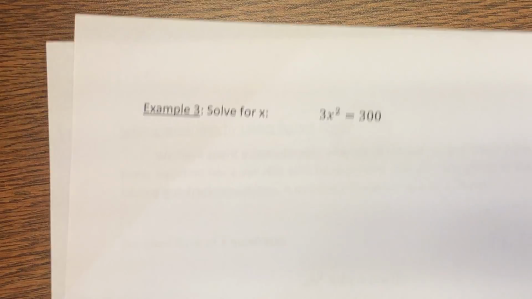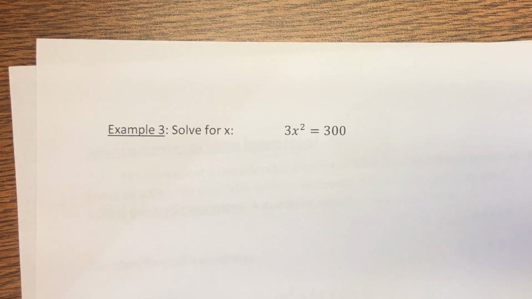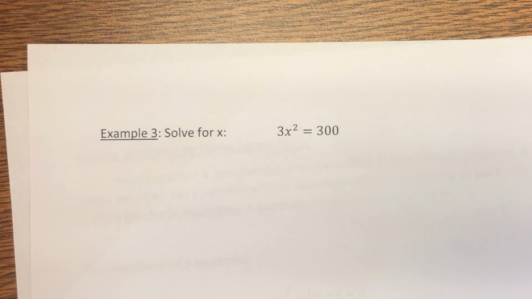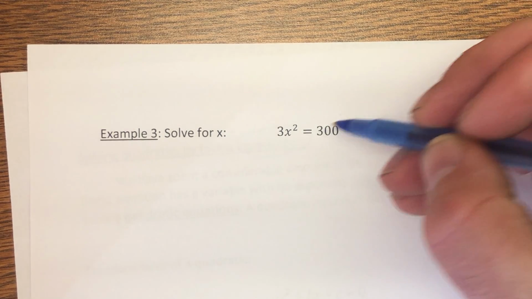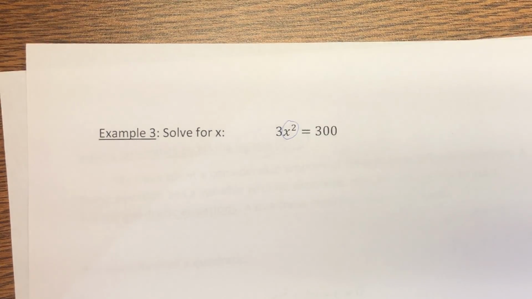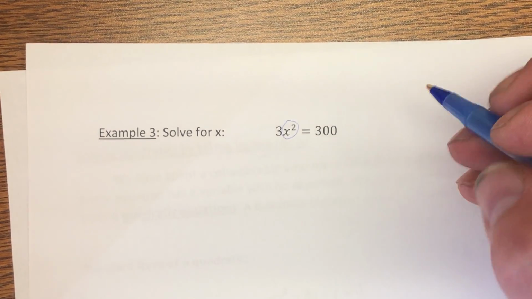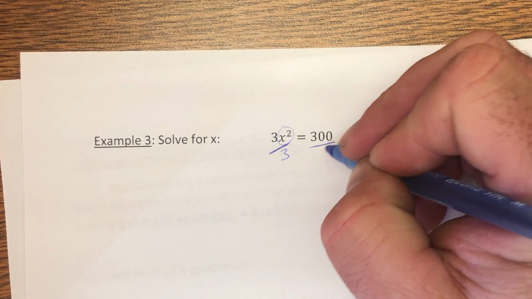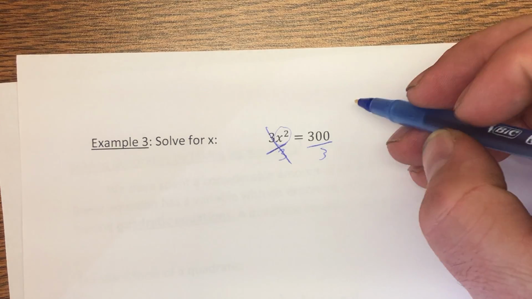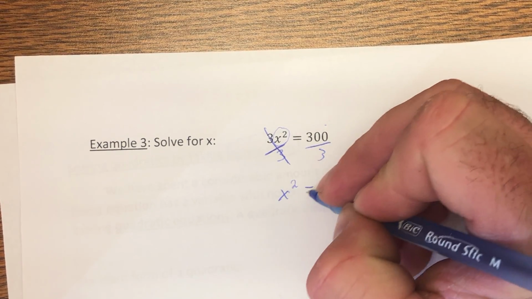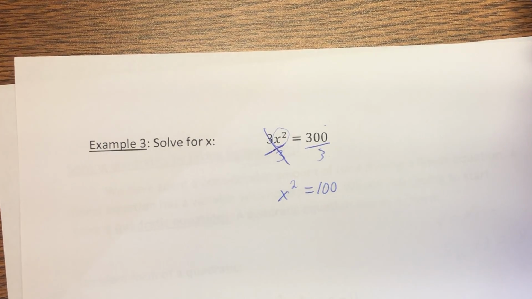All right, now these next examples do require a few more steps. So here I want to solve for x. I have 3x squared equals 300. Okay, now I told you the first step to solving a quadratic is to isolate the x squared term. Right now that is not isolated, so I have to get rid of that 3. So just like this was an algebra 1 equation, I just divide everything by 3. That'll get rid of the 3 here. 300 divided by 3 is 100. So x squared equals 100.